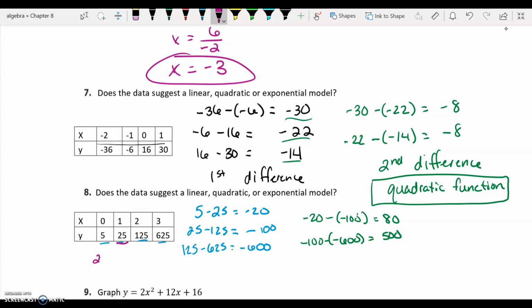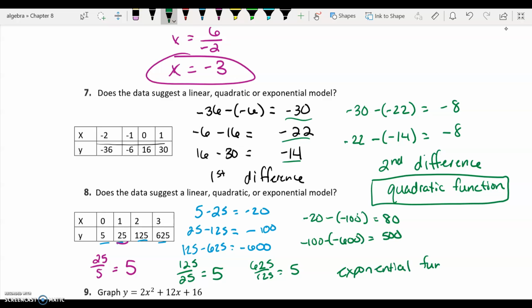If I do 25 divided by 5, you get 5. If I do 125 divided by 25, I also get 5. And lastly, if I do 625 divided by 125, I get 5. So it's a constant ratio, so that means it's an exponential function.